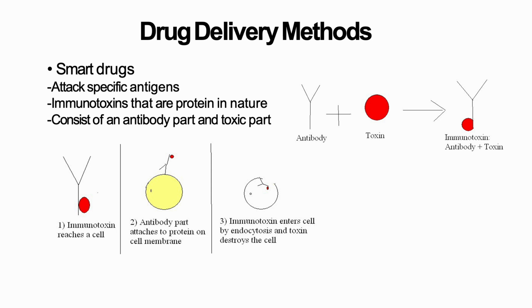So let's talk about the smart drugs. We talked about immunoglobulins, so here I'm talking about antibodies. For smart drugs, we first need to think about attacking a specific antigen. When we characterize the antigen, we can make the antibody.